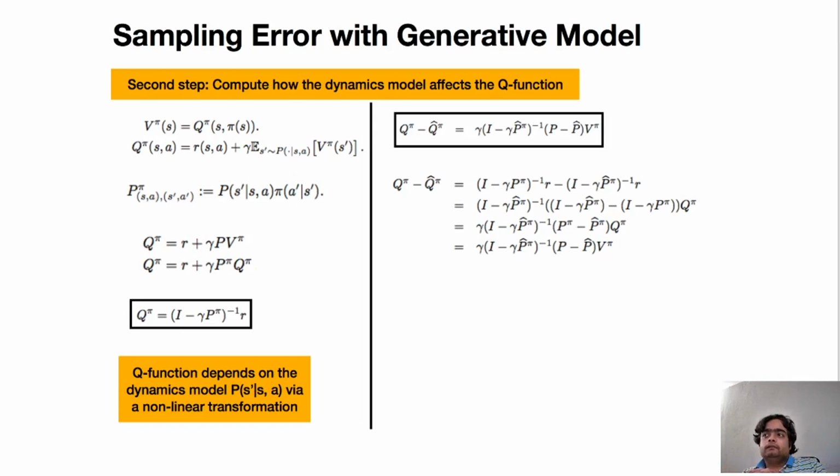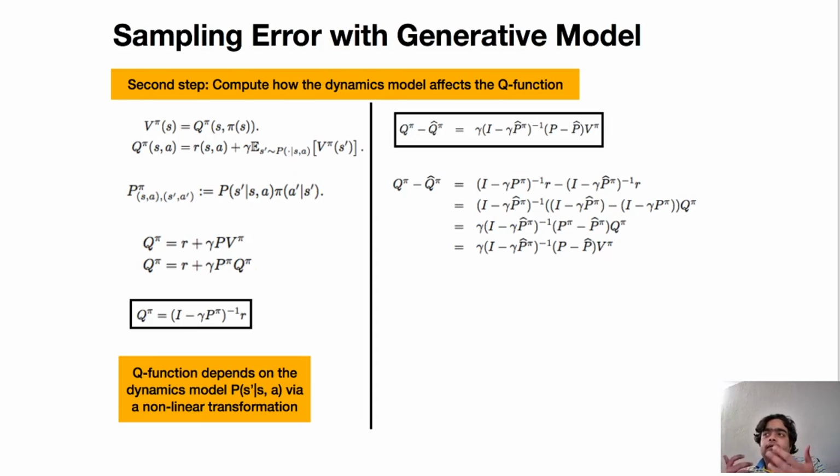Now, by a little bit of manipulation, you can take out I minus gamma P hat pi inverse outside. So you can take that term outside, and you'll be left with two terms that look very similar to each other, except that they have P hat pi and P pi respectively. And the outside multiplier will now become Q pi.